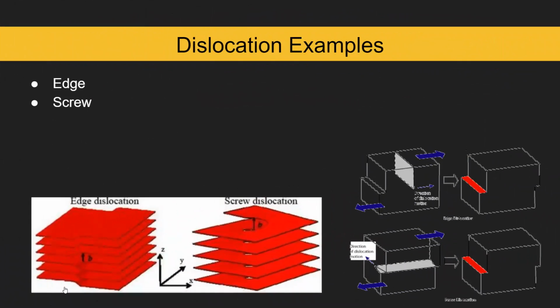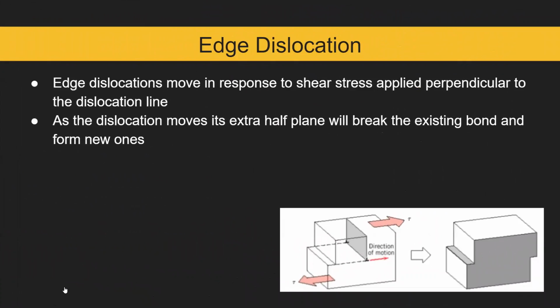So just some examples of dislocations are edge and screw, and these are two very popular ones that are most often seen. Edge dislocations move in response to shear stress applied perpendicular to the dislocation line, and that can be seen in the image based off where the arrow is pointing for the direction of motion. As the dislocation moves, its extra half plane will break the existing bonds and form new ones. So you can see the before and after in that image.